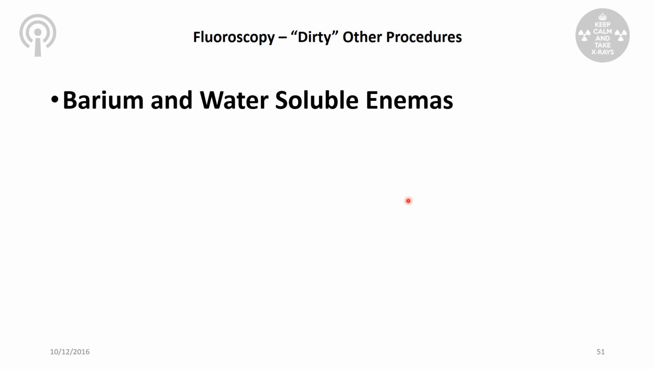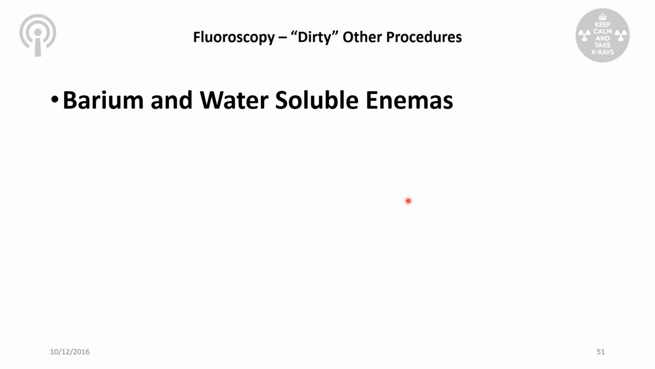So barium and water-soluble enemas. Barium is a type of metal. It's a heavy metal. And what it does, it's got a high atomic number, which means it's able to absorb a lot of X-rays. And it has the advantage of being inert, if you remember from GCSE chemistry. It's similar to an inert gas, like a noble gas. I'm just using an analogy here. It's probably not, but it can be thought of as being inert whilst inside the bowel.